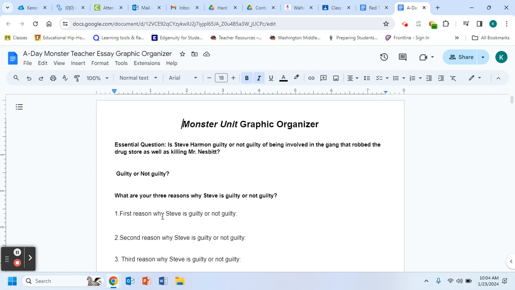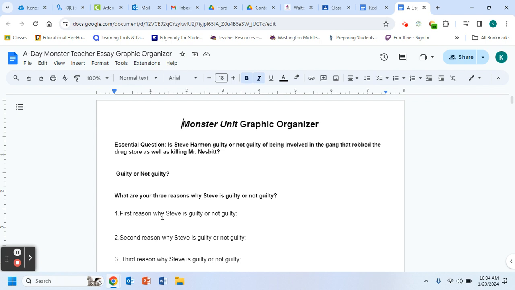So this is the Monster unit graphic organizer. The essential question is: is Steve Harmon guilty or not guilty of being involved in the gang that robbed the drugstore as well as killing Mr. Nesbitt? Even though the jury found Steve innocent doesn't mean that he's 100% innocent. That's why the book ends so abruptly. That's why we're having this discussion.